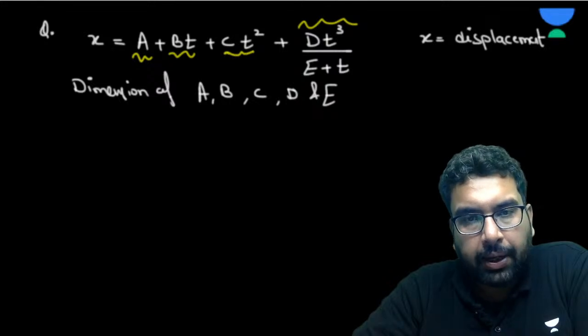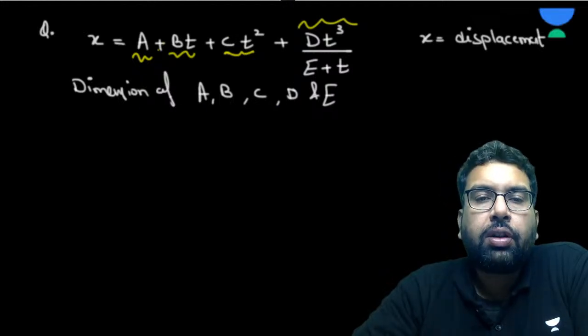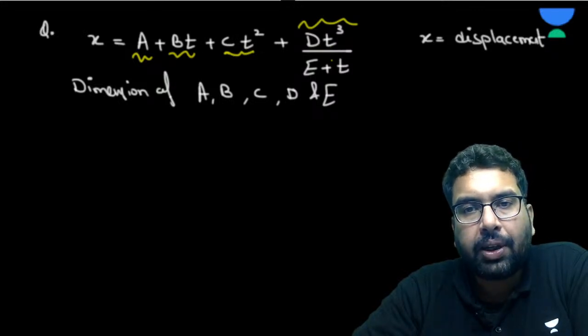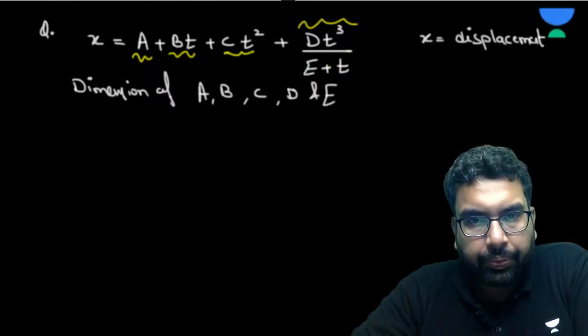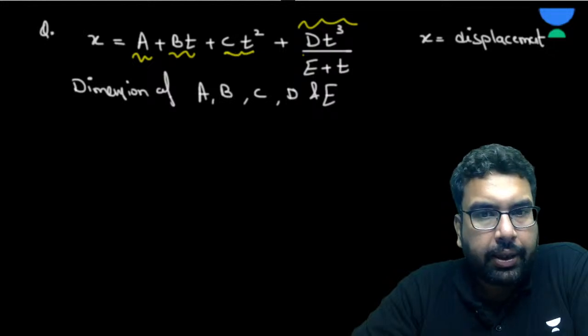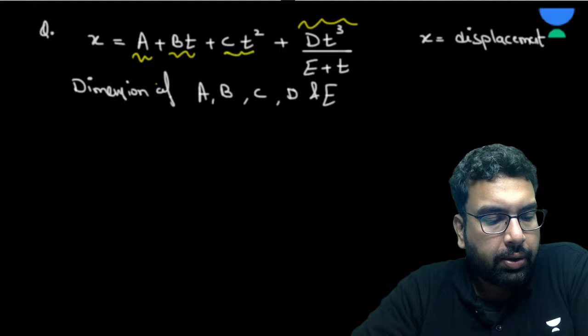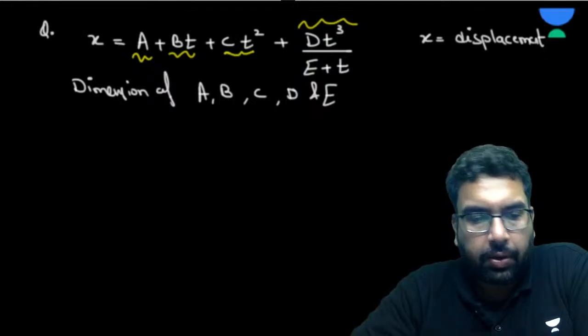I'm just explaining. So see, in this question, my dear, we are asked to find the dimension of A, B, C, D, and E. This is an expression x is equal to a plus bt plus ct square plus dt cube upon e plus t, and we are interested in finding out the dimension of a, b, c, d, and e. These are some sort of physical quantities, and we want to find the dimension of each of them. This is the question.